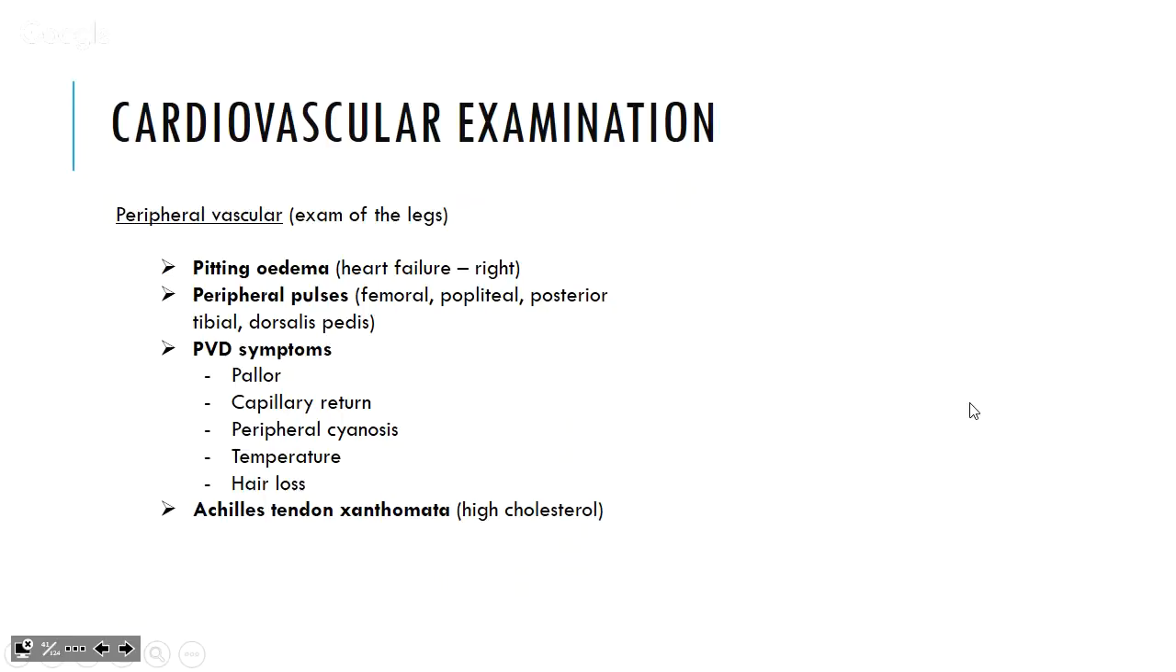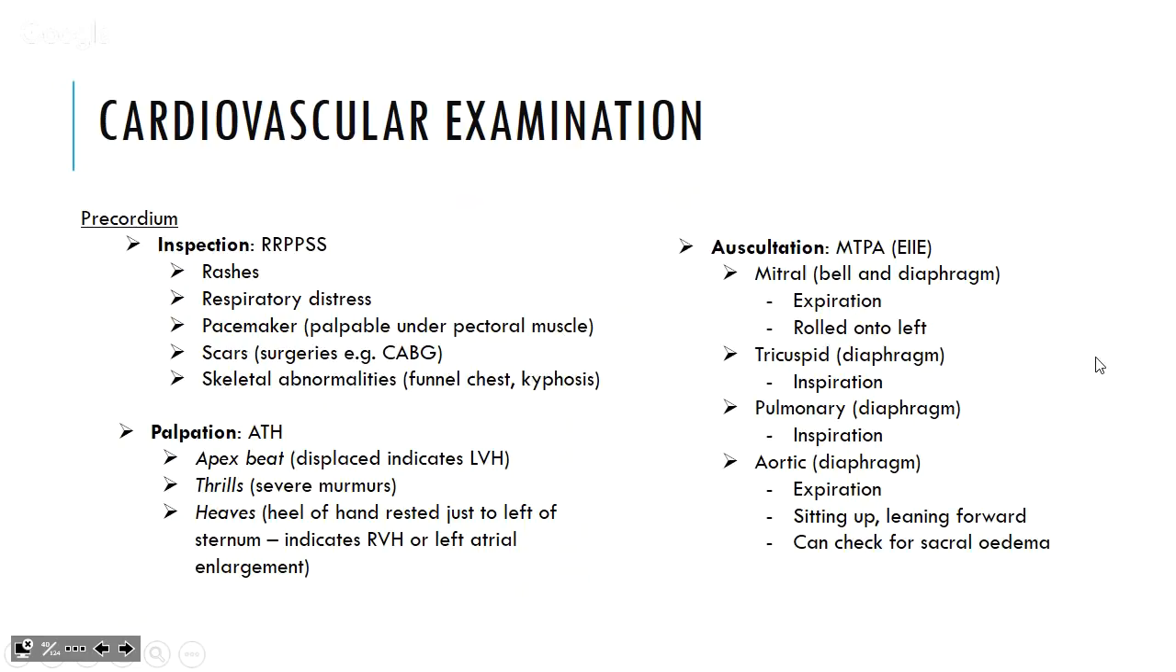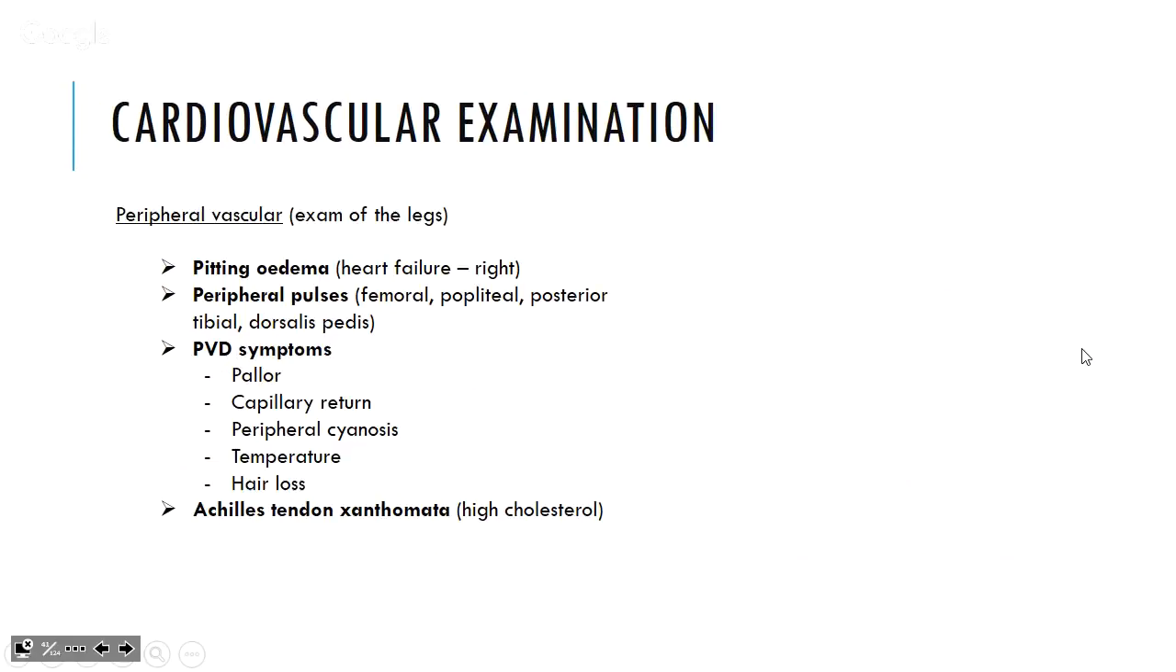Yeah, so for U2 OSCEs, literally just memorize it and try not to miss anything. Also try to look like you're actually looking for something. Don't be like, oh yeah, no clubbing, no tar staining. Actually try and look for it, or pretend you're looking for it, because they will give you marks for that. They can tell if you're not actually looking for anything.